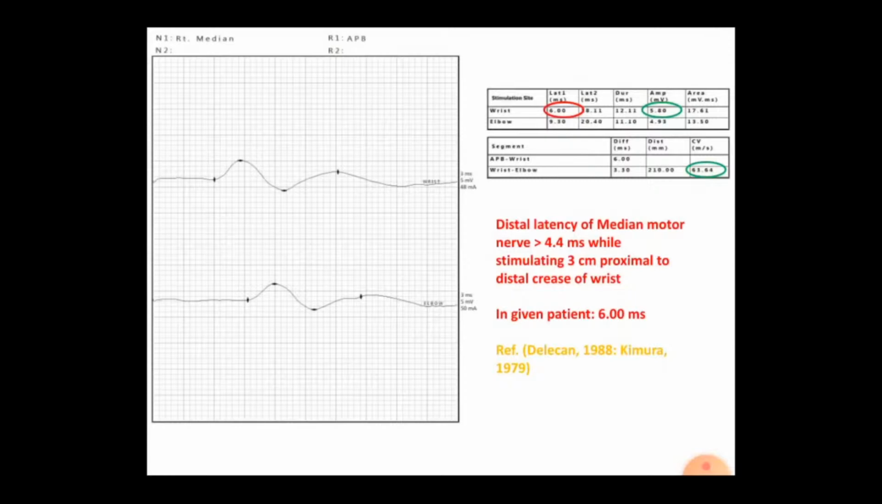Latency, why is it affected? Because it is the time taken by the impulse to travel from the stimulating point to the recording point. The recording point is abductor pollicis brevis. The stimulating point is 3 centimeter proximal to the distal crease of the wrist. So the impulse will have to travel through the compression. That's why the latency is prolonged.